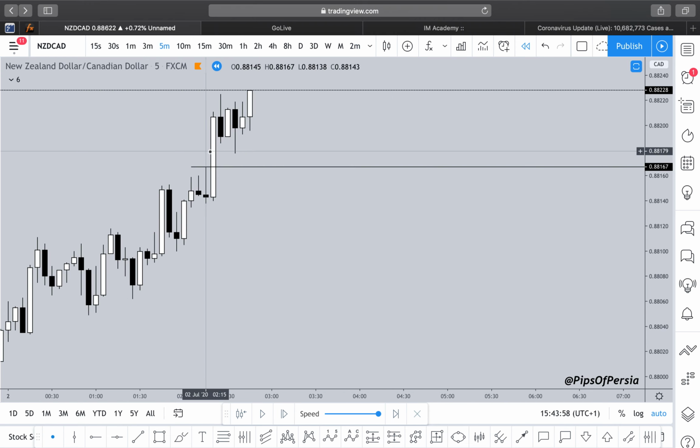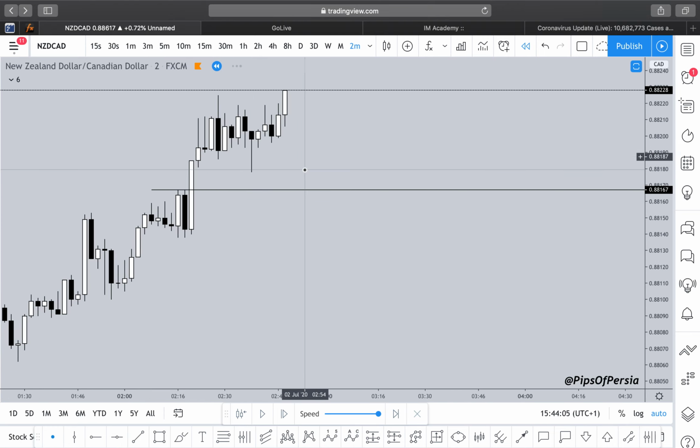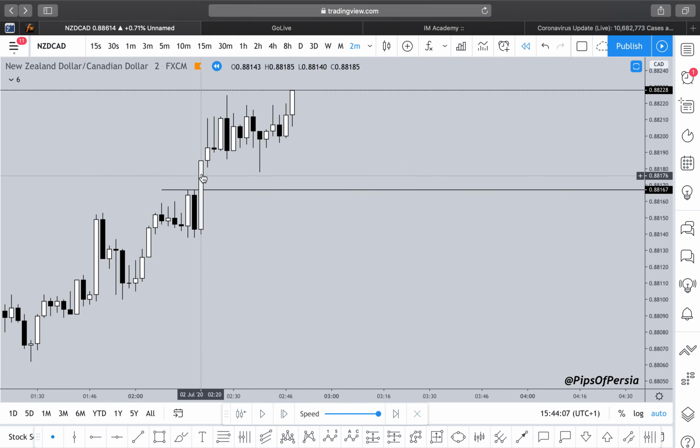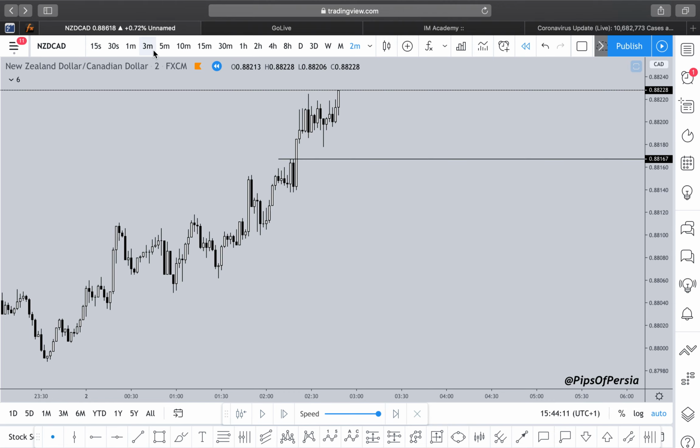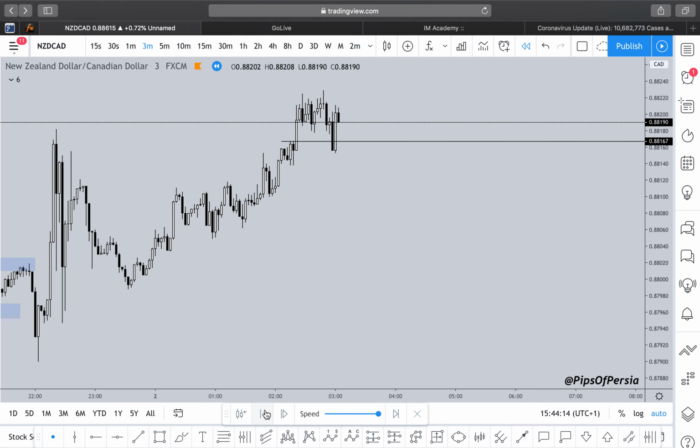On top of that, it left imbalance straight after as well. And some of you may say, oh, you know what? That imbalance was filled as well. True. But when we look at the time frame that gives us that institutional candle, that imbalance is still valid. This still can come down to fill this imbalance, right? So let's go 3-minute. Continue playing this.